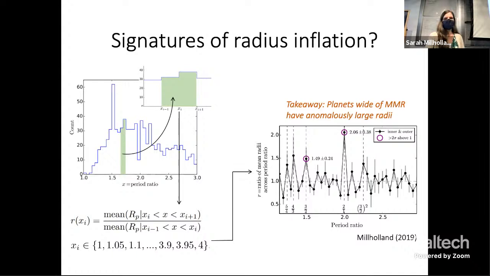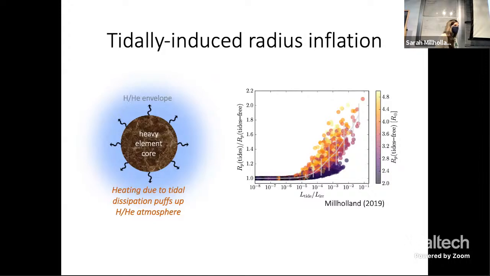With this observation of larger average radii for the planets that are wide of resonance, which we expected to have larger obliquities, we can turn to examine the question of whether the obliquity tide hypothesis offers a consistent explanation. So using some 1D interior structure models that I don't have time to discuss the details of, we found that this radius inflation that we'd expect to see from tidal heating associated with obliquity tides could potentially explain these anomalously large radii.